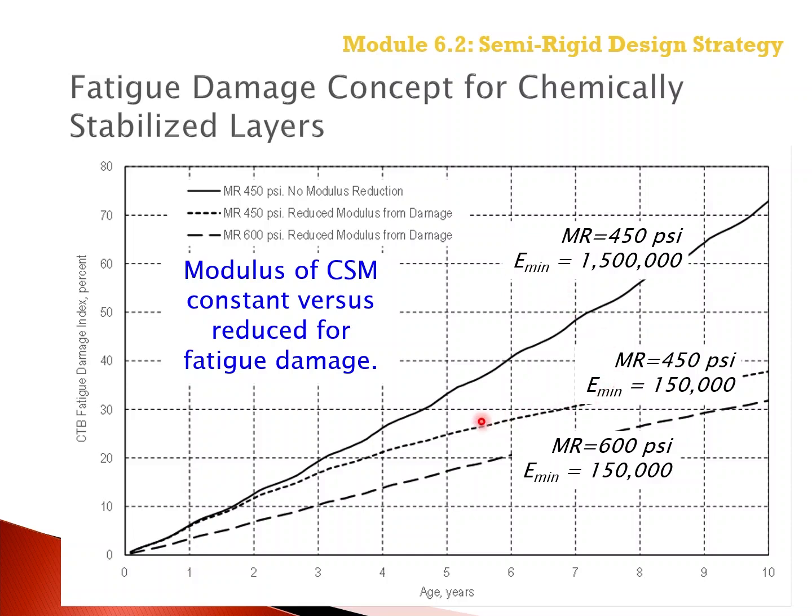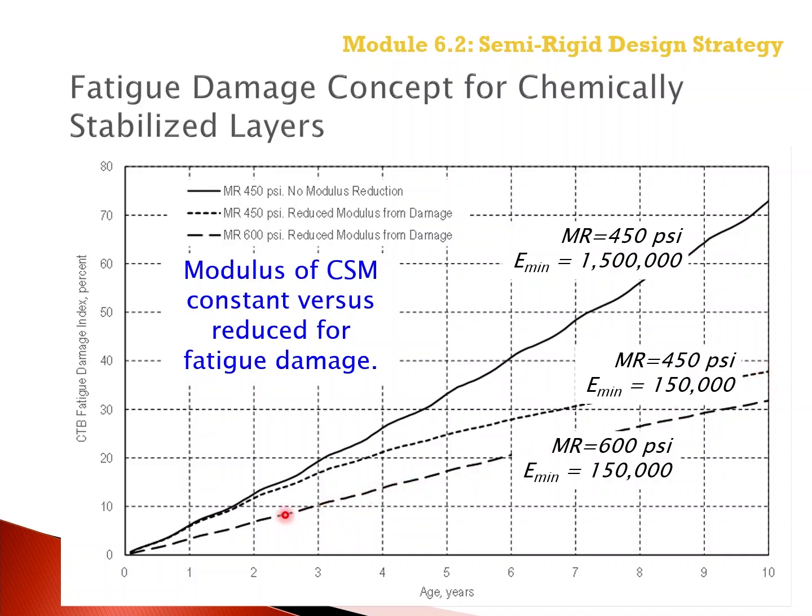No reduction in modulus. The short dashed line is representative of a chemically stabilized layer that has 450 psi flexural strength, and the E minimum is 150,000. So there is a modulus reduction. And you can see the significant reduction of the fatigue damage in that layer over time by simply using an E minimum and allowing the modulus to decrease over time with additional fatigue cracking of the layer.